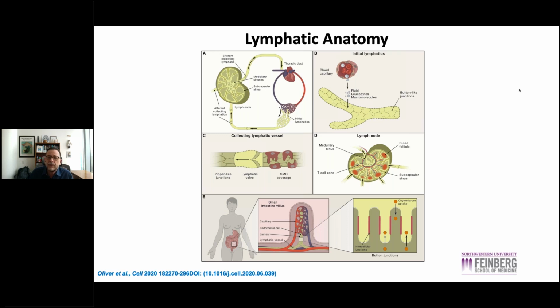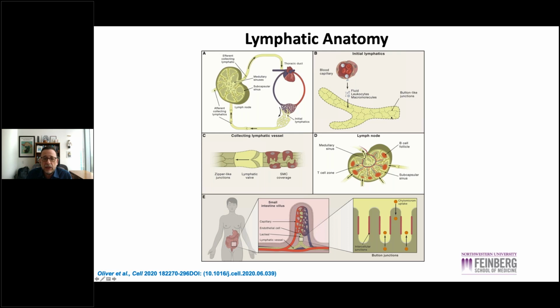Anyhow, going back to this slide, basically lymphatics have smaller initial lymphatics, which you can see in this slide, in which the endothelial junctions are relatively relaxed. The McDonald lab at UCSF characterized them and called them button-like junctions that facilitate the entrance of fluids and macromolecules.